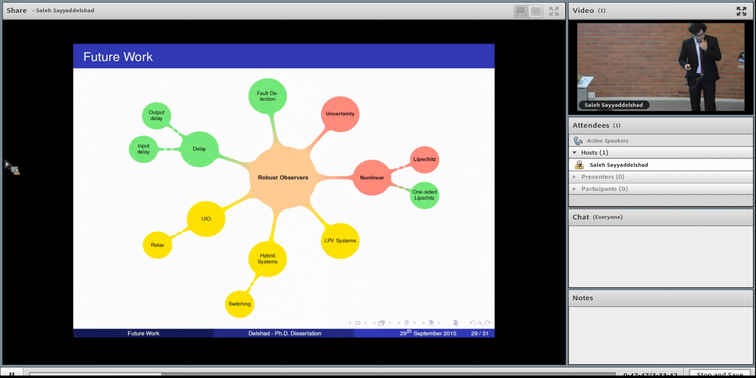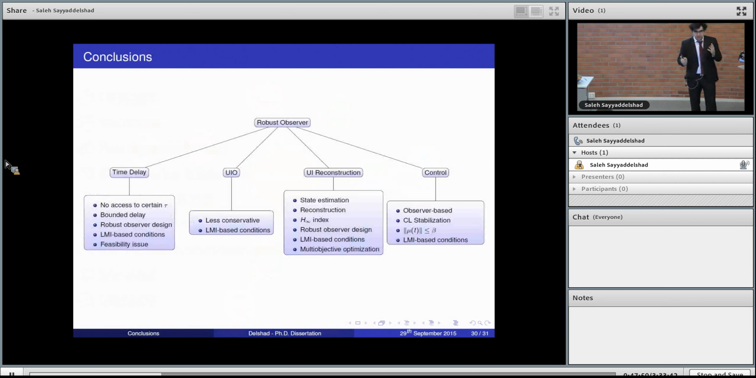So, right, here is the place where I want to conclude what I said today and what I did in my thesis. I've been working basically on time delay systems, unknown input observers, unknown input reconstruction, and, in the last part of my thesis, observer-based control. For each part, I've been looking at robust observers and, for example for the time delay, without having access to the exact value of the delay, just having some knowledge about the bound of the time delay, how can we design the robust observer?